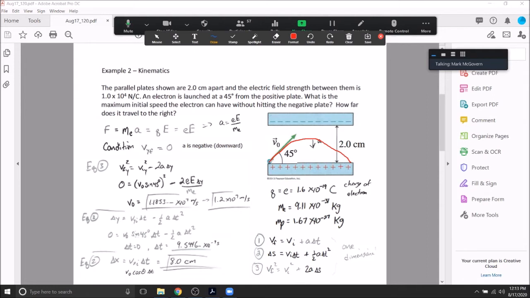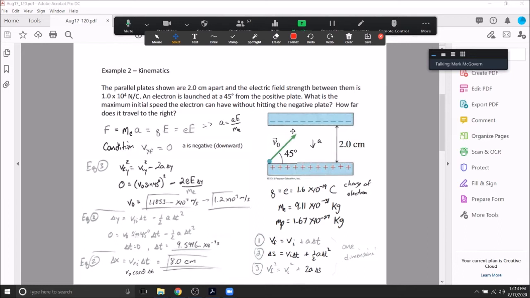Oh, that's a good one. So yeah, here, if you shoot it too fast, it's going to hit the top. So we've got to figure out the minimum height, right? The height is given here, 2 centimeters. So we've got to work out the details. How fast can you shoot this thing so that it only goes up 2 centimeters and no more than that?